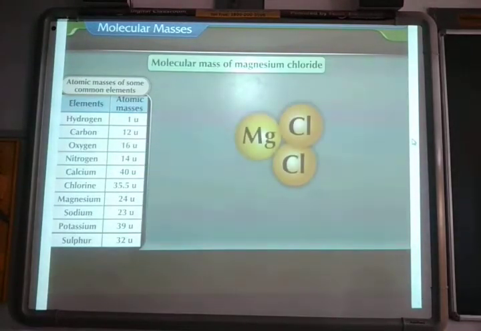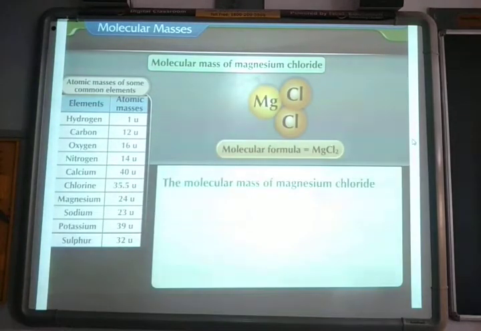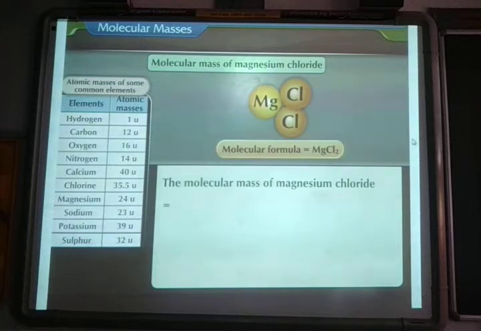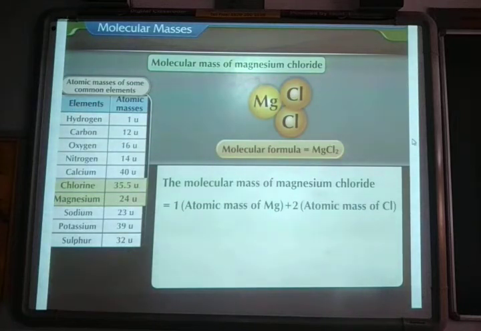Molecular mass of magnesium chloride. The molecular formula of magnesium chloride is MgCl2. The molecular mass of magnesium chloride is equal to the atomic mass of magnesium plus 2 multiplied by the atomic mass of chlorine. This is equal to 24 plus 2 multiplied by 35.5. Therefore, the molecular mass of magnesium chloride is 95 units.